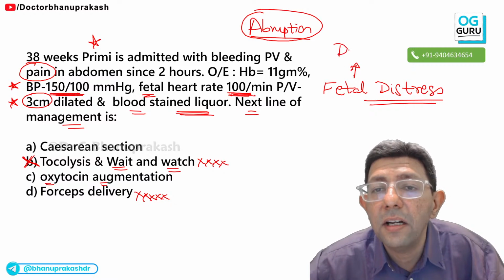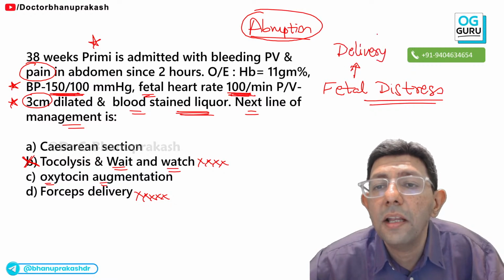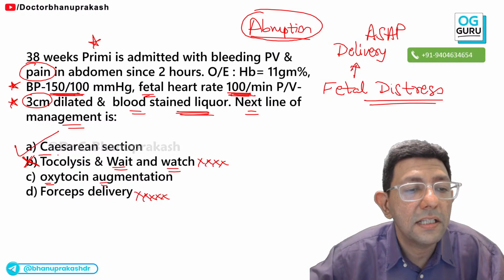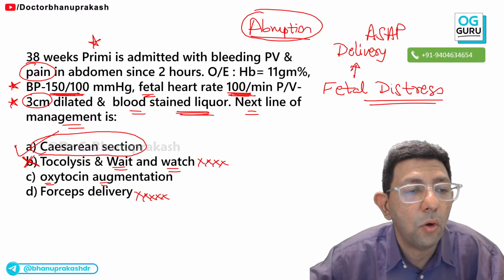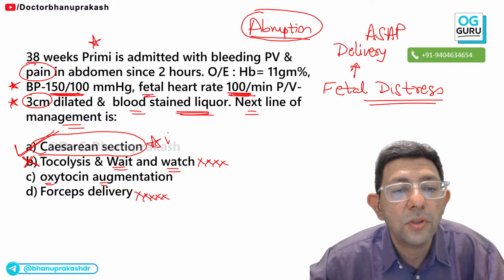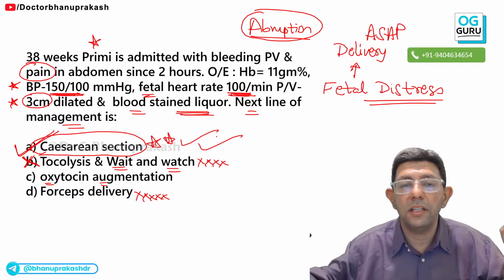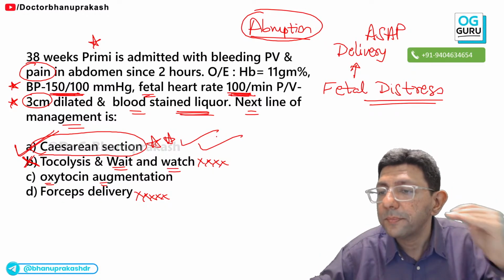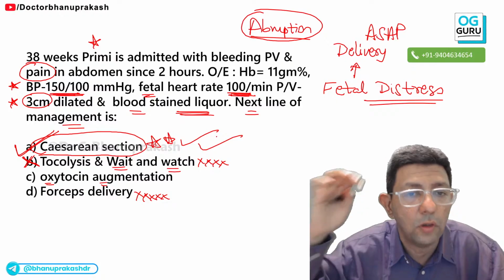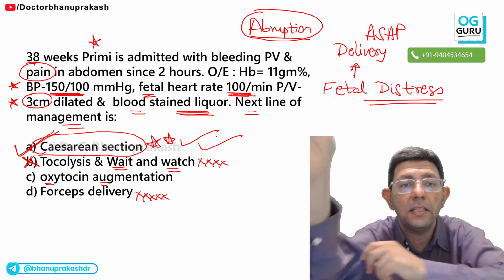So what do you do in fetal distress? You need to do the delivery ASAP, and therefore the answer is cesarean section. All those who got it correct, option A is correct. Please don't wait and watch, and you will come to know the variation in the question when I teach you the next question also. Is this understood to all of you?